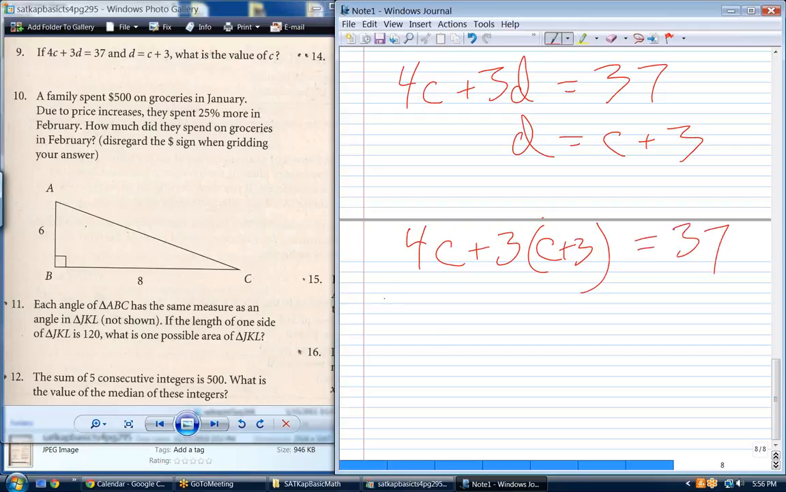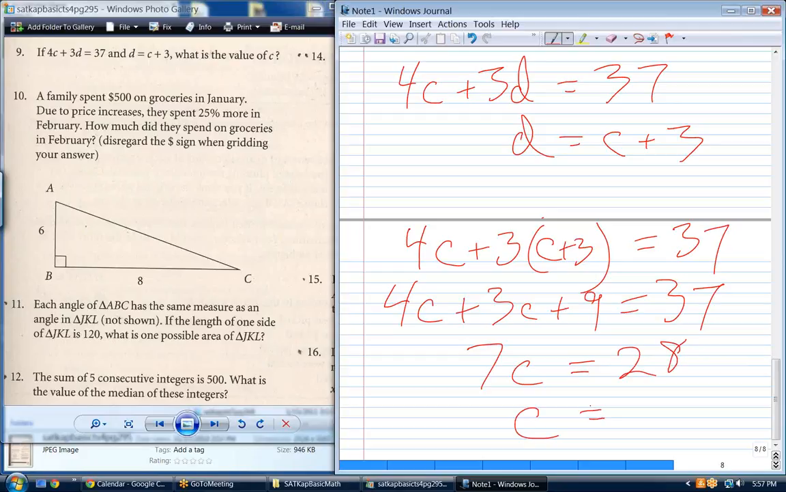What's the next line? 4C plus 3C plus 9 equals 37. Next line. 7C plus 9 equals 37. Okay, you can do those 2 steps at once. And then it'd be 7C equals 28. And then C equals 4.